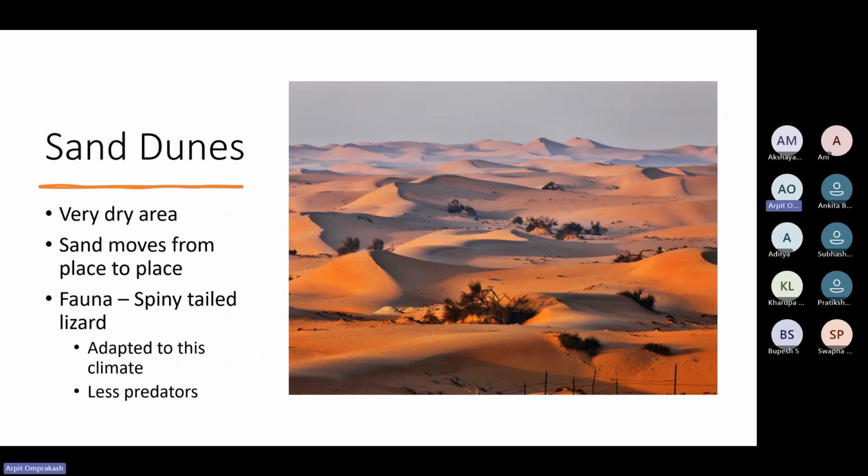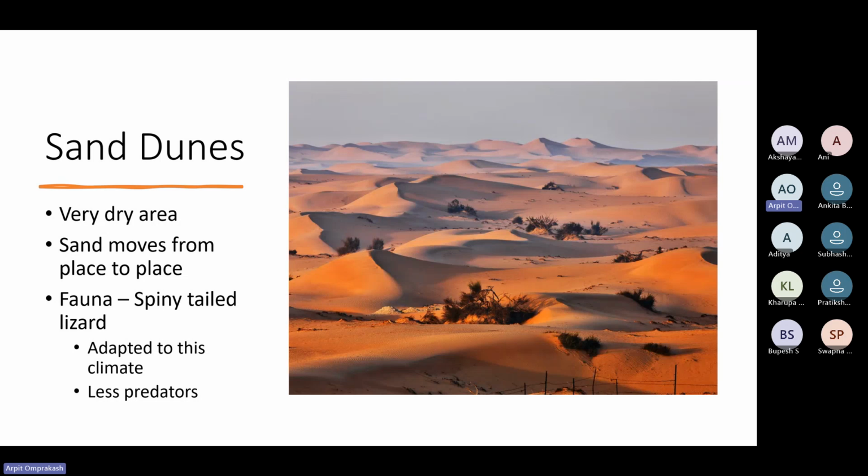Then the next habitat that we might encounter is somewhere like Jaisalmer, towards western Rajasthan, which is basically these sand dunes. It's a very, very dry area, and the sand is constantly moving from one place to another due to winds. So very little vegetation is found, and very rarely is water found. Species that are very adapted to dry climates like this are the only ones that can survive there.